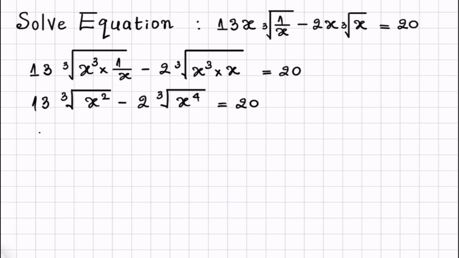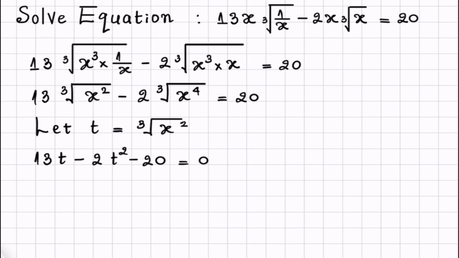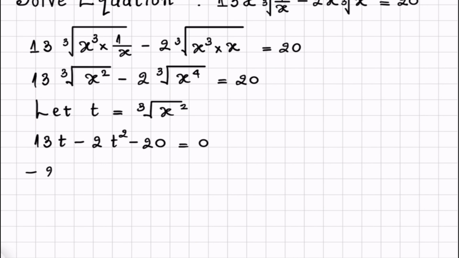Now we are going to let t equal to the cube root of x squared. Then we will get 13t minus 2t squared, and then minus 20 equal to 0. Okay, and then we got minus 2t squared plus 13t minus 20 equal to 0. We are going to solve this equation in terms of t.